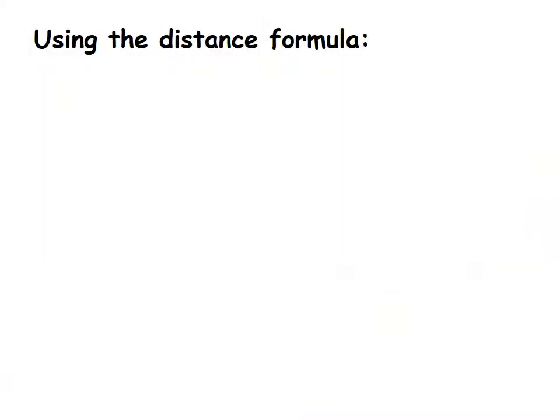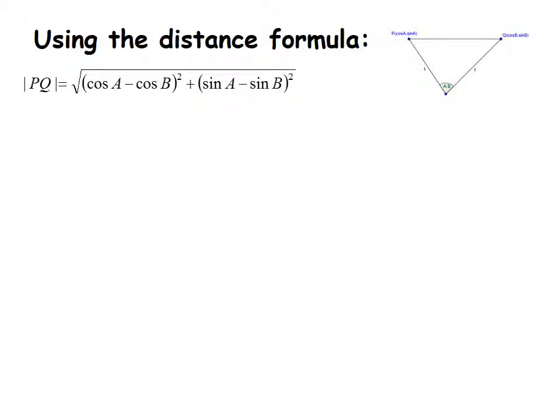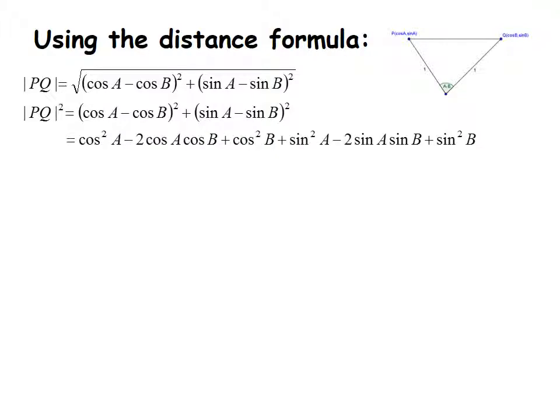If we then look at the distance between these 2 points and use the distance formula, we have the square root of (cos A minus cos B) all squared plus (sin A minus sin B) all squared, coming from these points here. The first thing we do is square both sides to remove the square root sign. Then we multiply out the brackets. So just take your time with this one. Square the first, twice the product, and square the second. Square the first, twice the product, and square the last.